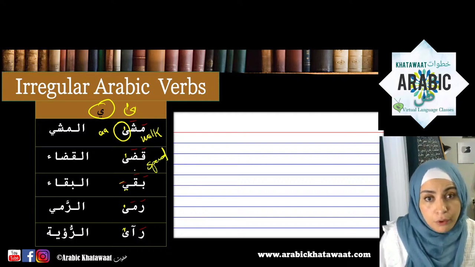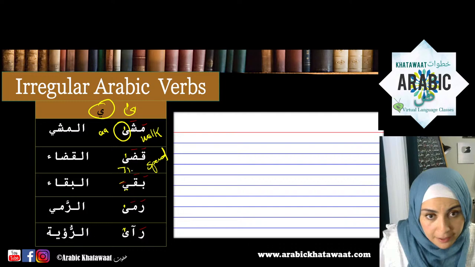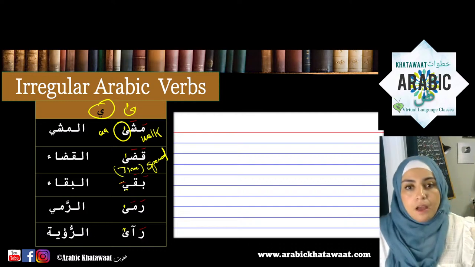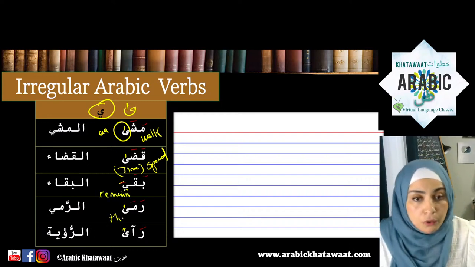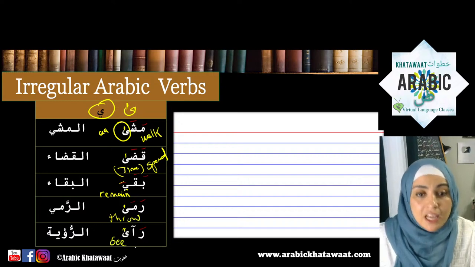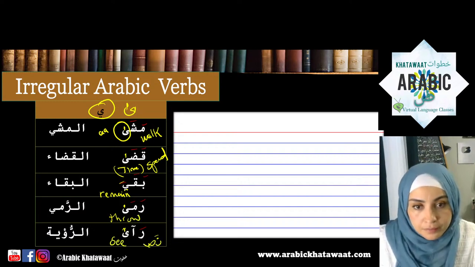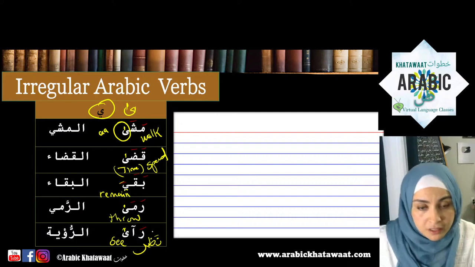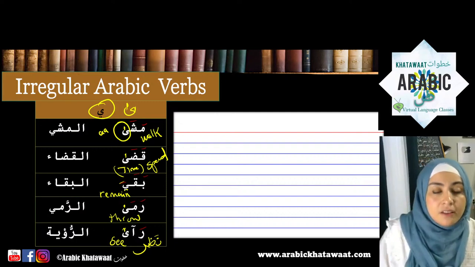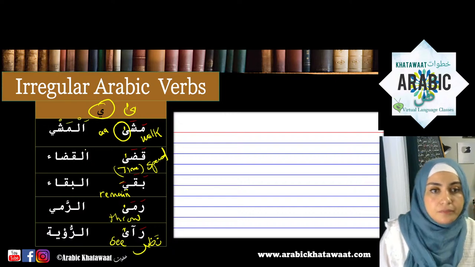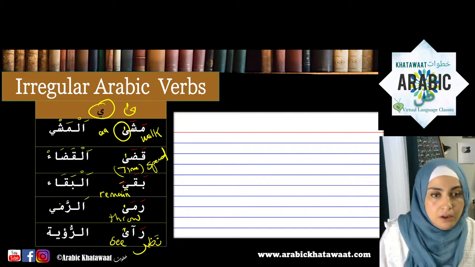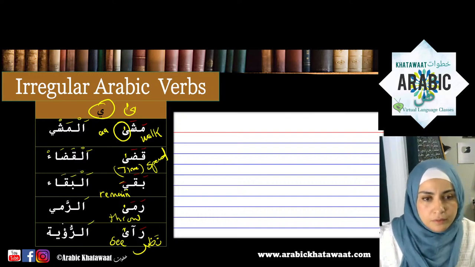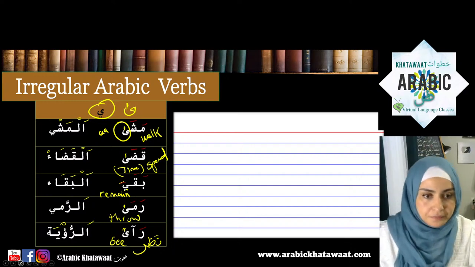And this is very important to remember, that you're spending time, not money. And then بقي, remain. And رمى, throw. And رأى, see, not نظر. We have نظر, but we're using رأى as a رؤية. And the gerunds are المشي, القضاء, البقاء, الرمي, الرؤية, and so on.